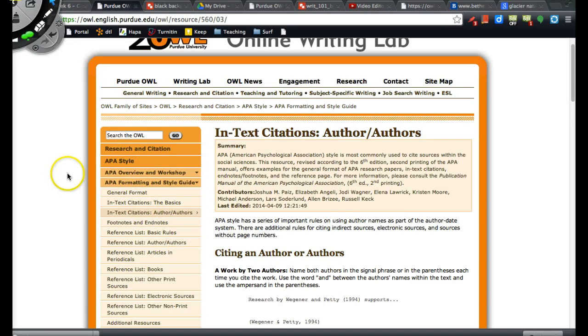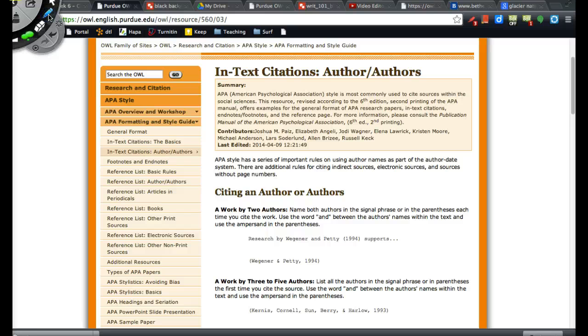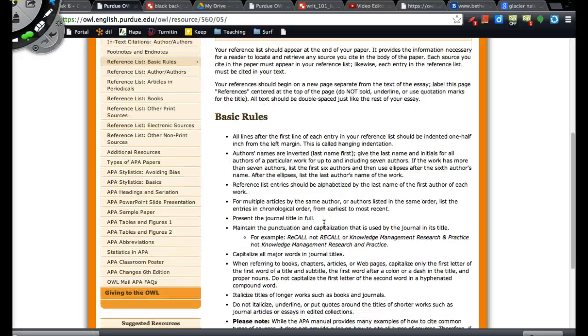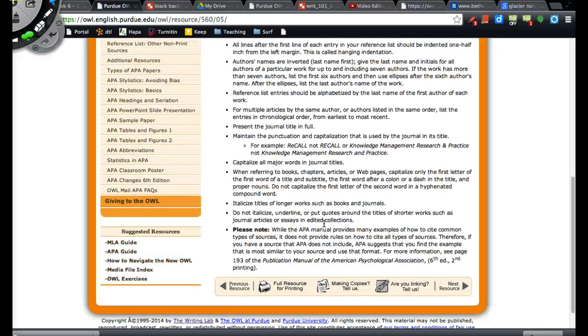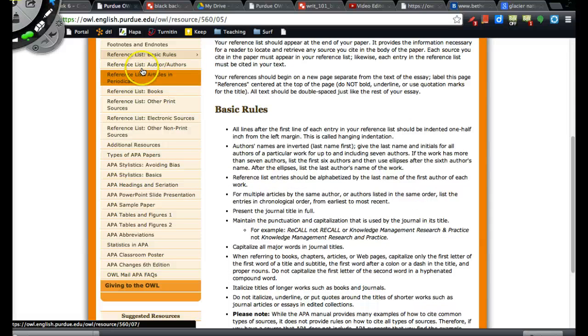Okay, so reference lists, if you take a look here, all of these are rules about your reference list at the end of the paper. So these are really useful resources because you want to make sure that that reference list you have is completed properly. So basically this right here is the basic rules for any type of source that you're going to be citing. It'll just go through the basic rules. What do you need to do? Again, I highly encourage you to read this. Taking a look here, reference list, if you have authors, if you have articles in the periodical, a periodical is another word for paper.